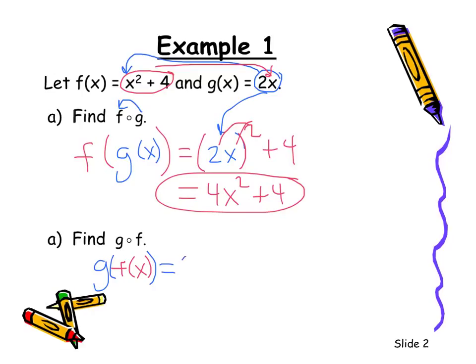Well, I have 2, and then I'm going to replace that x with x squared plus 4. Now I'm going to distribute my 2, and I get 2x squared plus 8, and there's my answer.